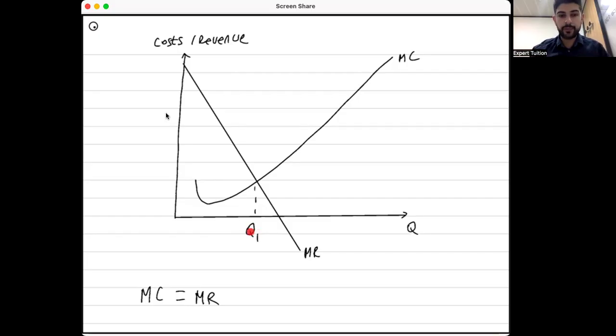So let's understand why that therefore necessitates that the output level is where I've depicted over here, where MC equals MR at Q1. Because if a firm is producing to the left of that level of output, somewhere over here, let's say this is the amount of output we're producing, what's higher, marginal cost or marginal revenue? Clearly, marginal revenue is a lot higher than marginal cost. Right? What does that mean?